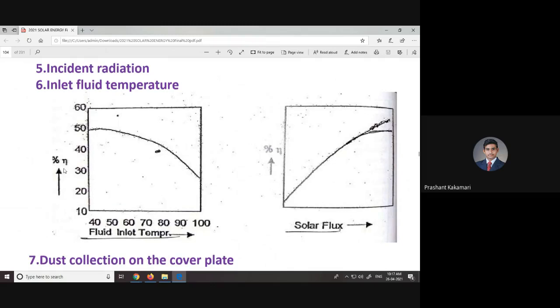Efficiency is nothing but the actual heat absorbed by the liquid water in the tubes to the total solar radiation, or the total heat falling on that absorber plate. That will give us the efficiency of the flat plate collector. So that's why in all flat plate collectors we have to try to keep the inlet temperature as minimum as possible and the absorber plate as high as possible. Then only the performance will improve.